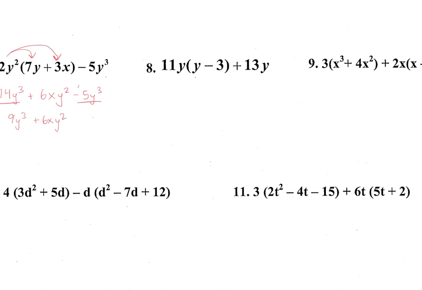I'll do box method over here. It's a little awkward with box method, but we'll make it work. I'll use blue. So I have 11y, y minus 3. So this is going to be 11y squared minus 33y. So I'm going to bring those out. So I have 11y squared minus 33y. And then you can't forget about 13y. So plus 13y. Then I combine my like terms. And I have 11y squared minus 20y.